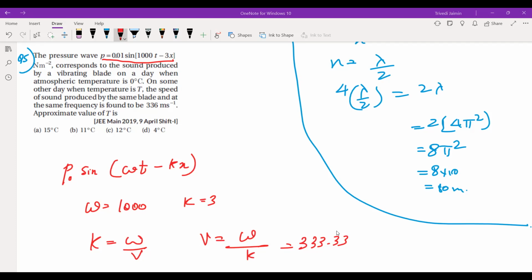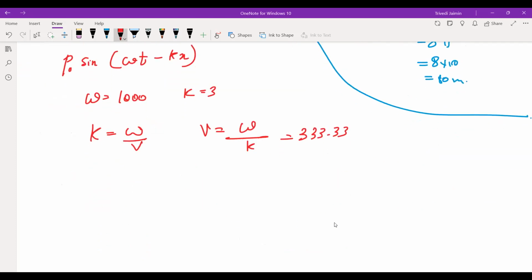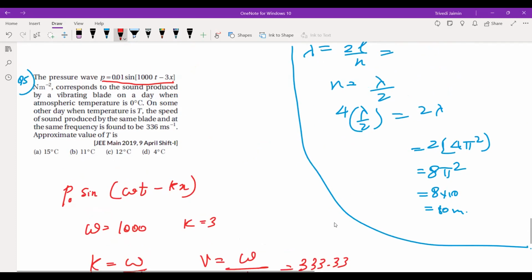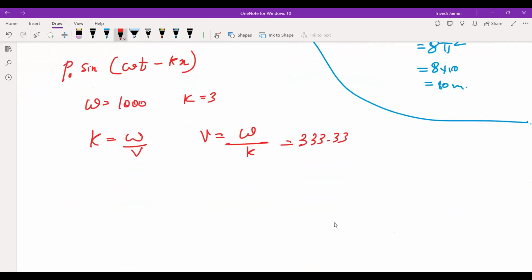Then that's it. We got this one. Then let's compare with that one, the velocity with the time and temperature and all that equation. You can keep this as 1000 by 3, because anyhow we are going to use it for further calculation. So V equals to root of gamma RT.